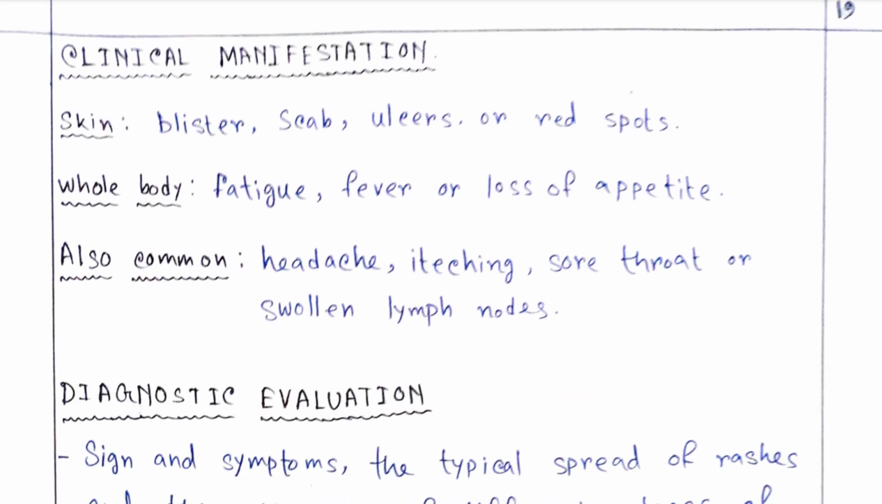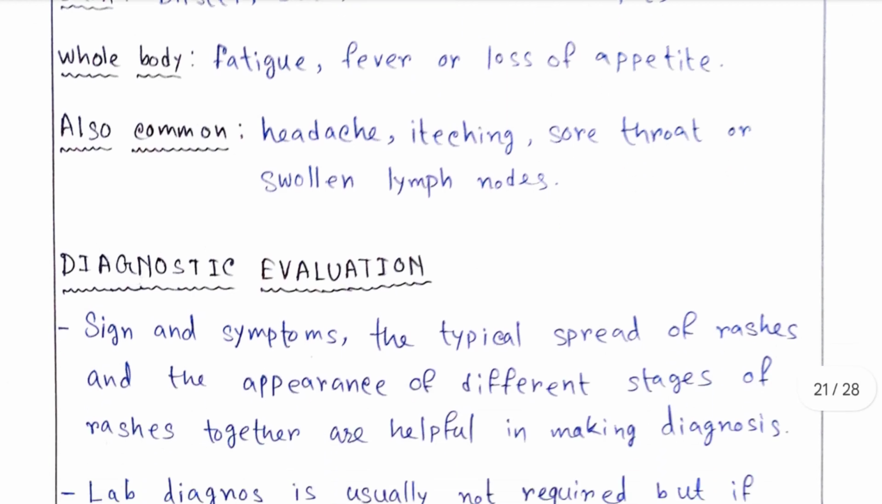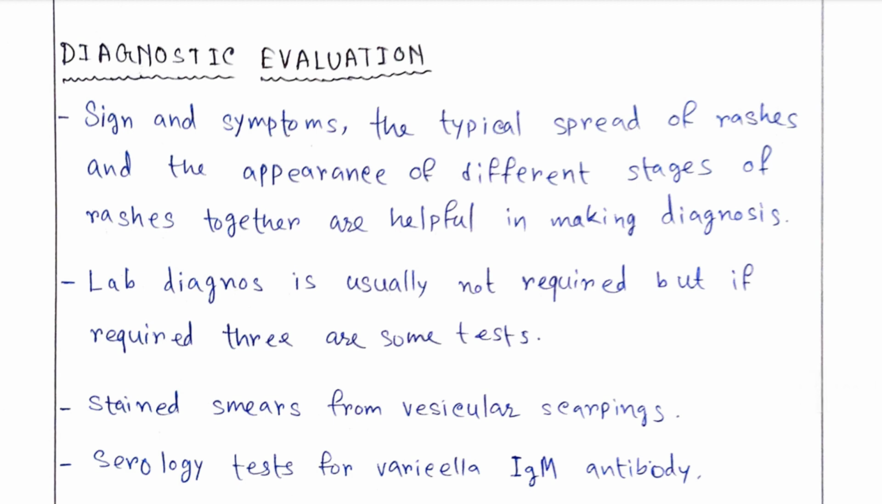Next is clinical manifestation. Skin blister, scab, ulcer or red spot, whole body fatigue, fever or loss of appetite, also common: headache, itching, sore throat, swollen lymph nodes. Next, diagnostic evaluation. Signs and symptoms, the typical stage of rashes and the appearance of different stages of rashes together are helpful in quick diagnosis. Lab diagnosis is usually not required, but if required, see some cases.